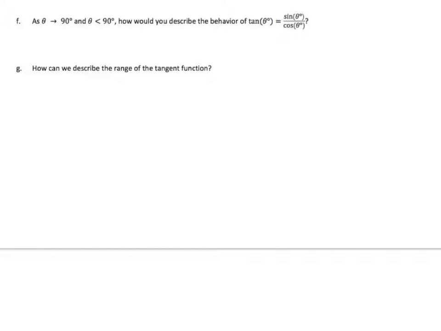As theta approaches 90 and theta is less than 90, how would you describe the behavior of tan theta, which is equal to sine over cosine? Well, it's the opposite of the previous tan question. That one approached negative infinity, this one approaches infinity.